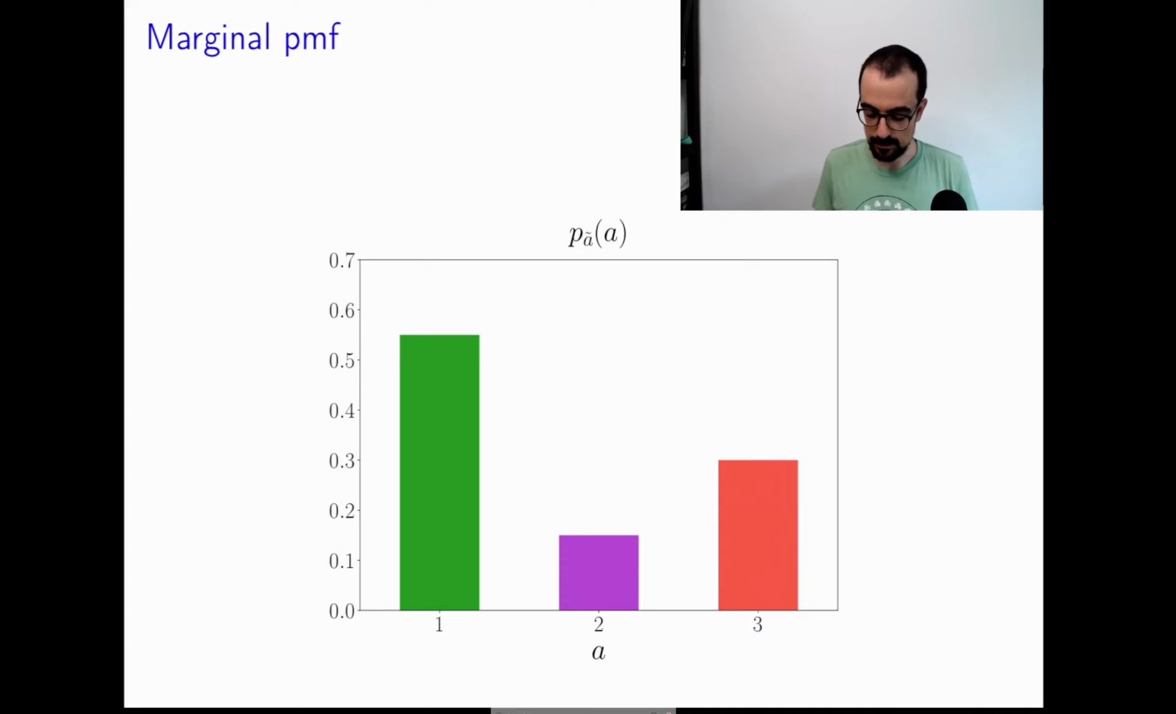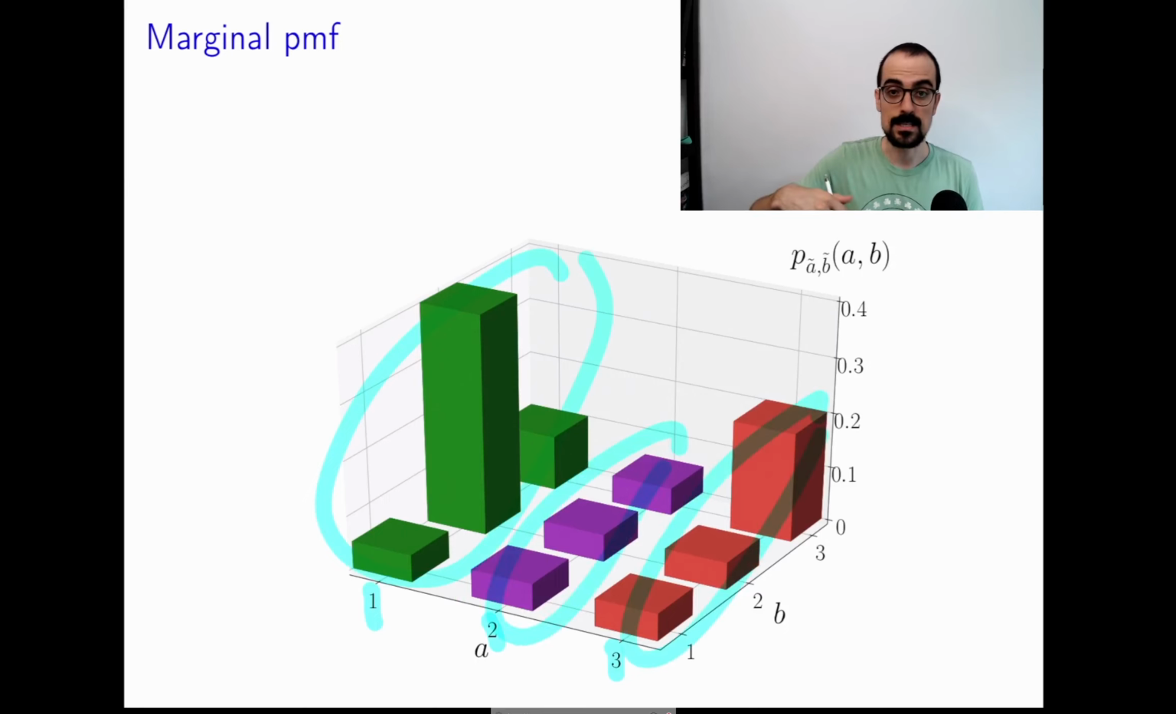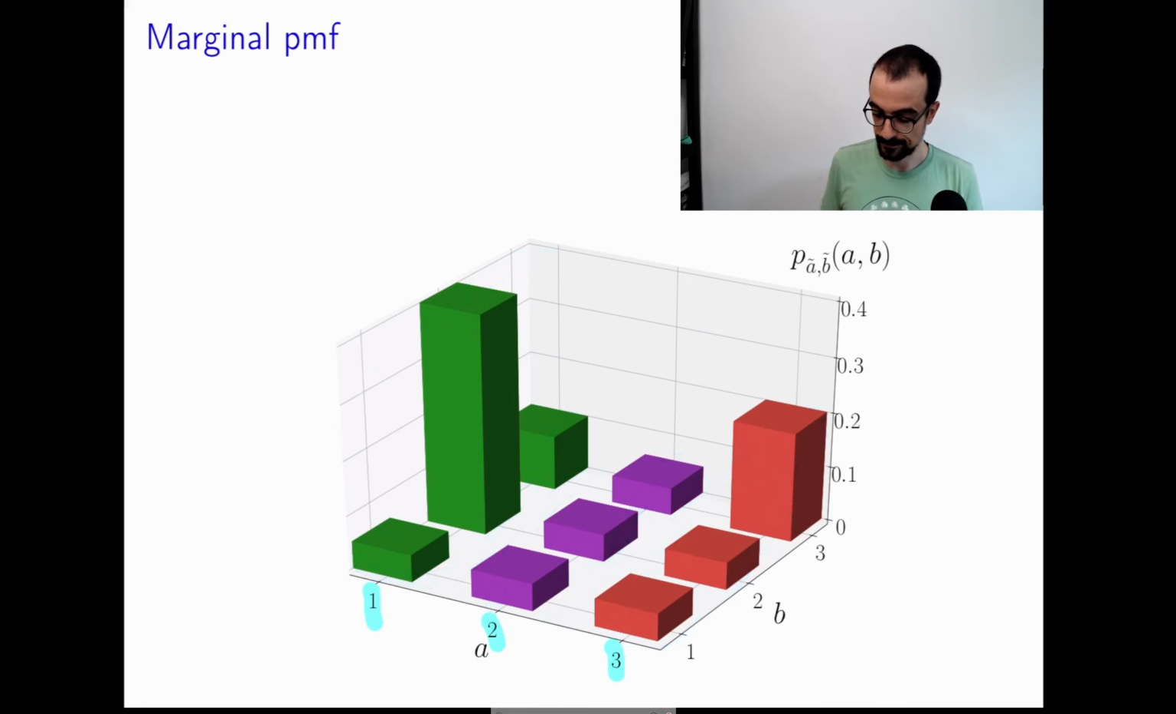It has to add up to 1, right? Because I'm essentially adding these guys here, these guys here, these guys here. If I sum all of them individually, they have to add up to 1 because this is a valid joint PMF.